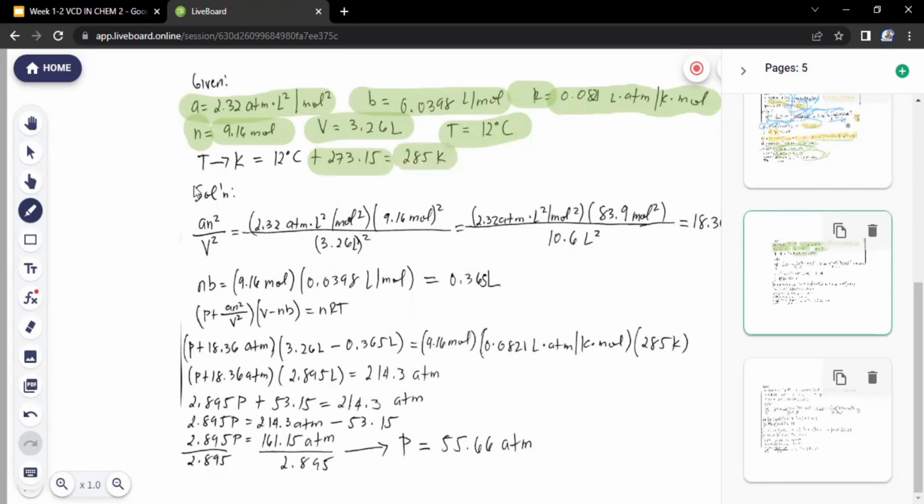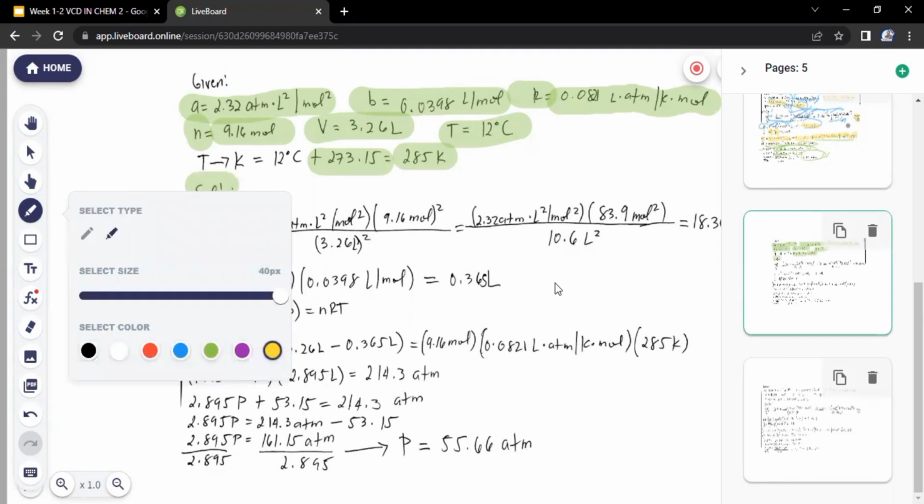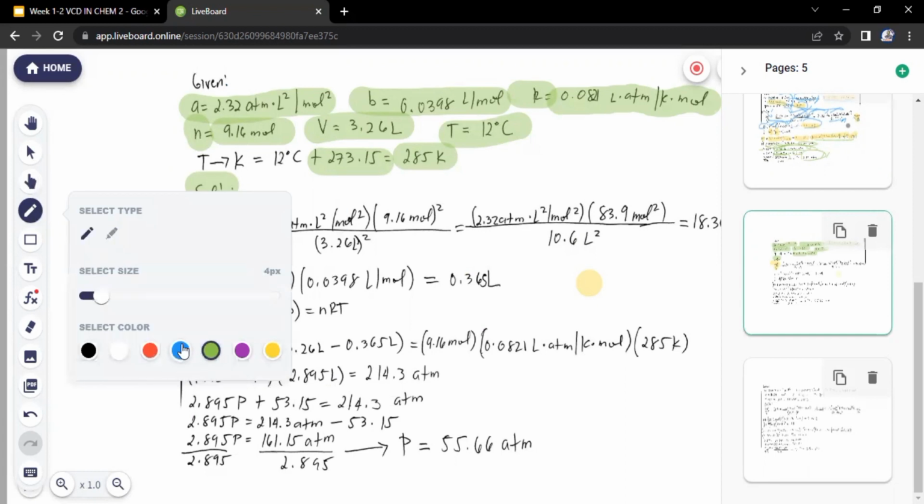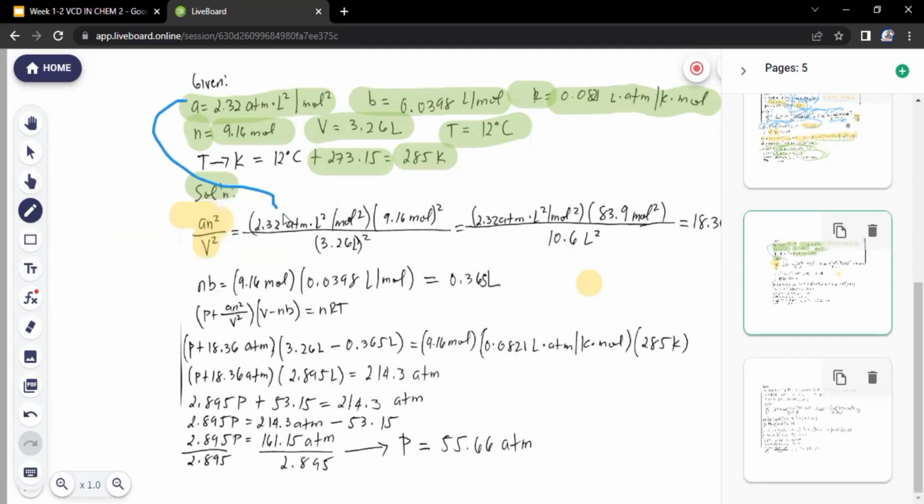Now for the solution, we have to find first the value of A N squared over V squared. To find that, plug the values. The A is 2.32 from here. And then the value of your N, 9.16, this one. Square that, 9.16 here. And then the next thing that you need to do is plug the value of your volume, which is 3.26, square that as well.